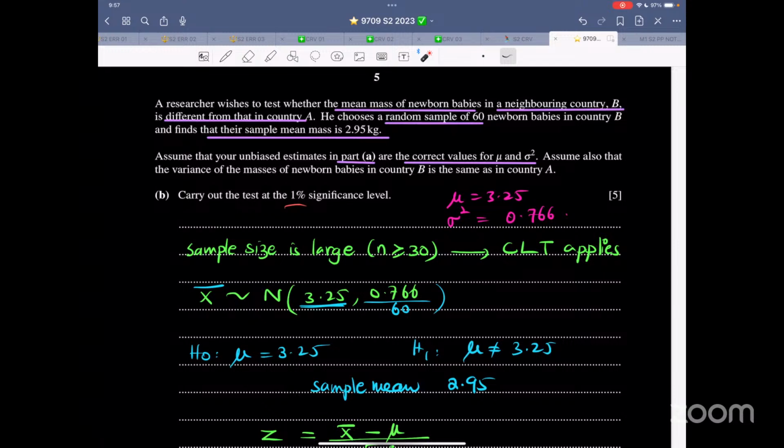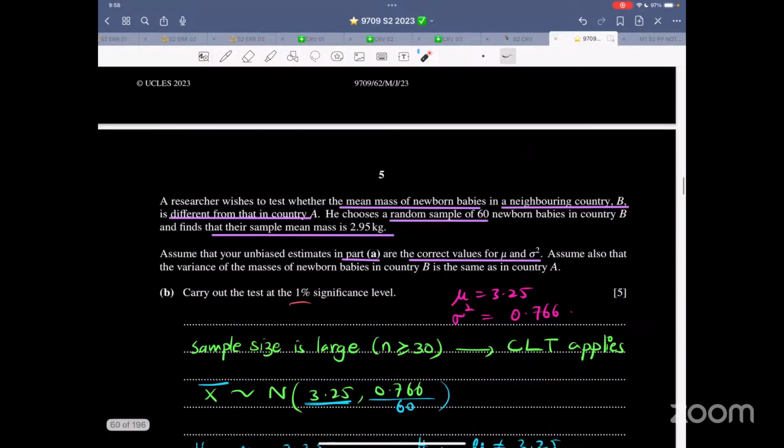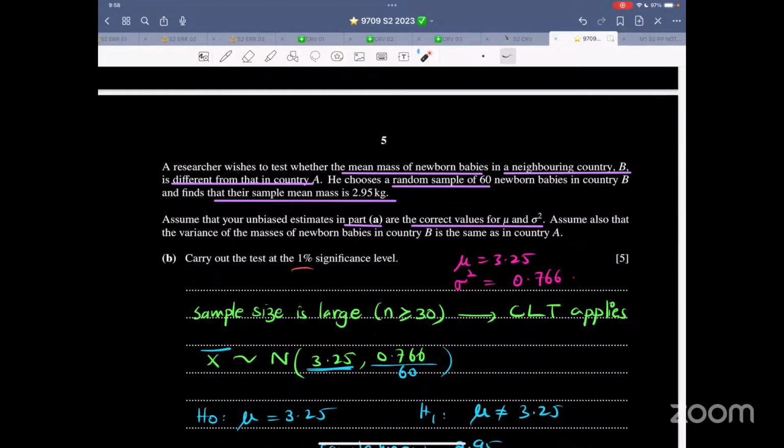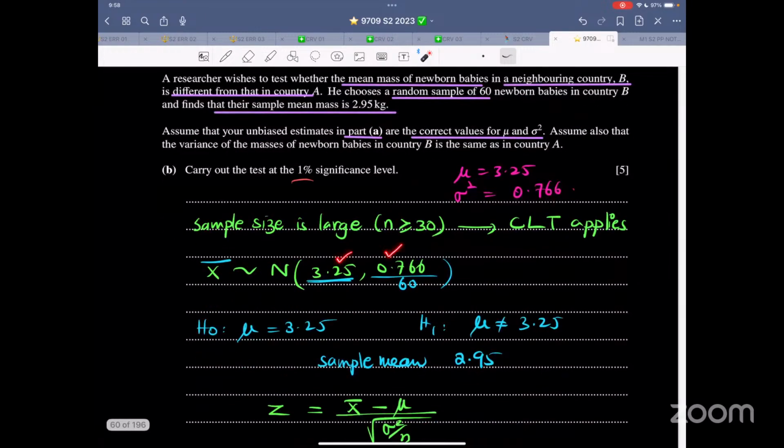So that's a traditional hypothesis testing question. First of all, do any justification that is necessary. What is the justification? It does not say that it follows normal distribution. Sample size is large and is greater than or equal to 30. CLT applies. Next thing, write down the distribution for sample mean. This 3.25 is from the previous part that we are using. And over here, 0.766. So basically, unbiased estimate of population mean and unbiased estimate of population variance go over here.